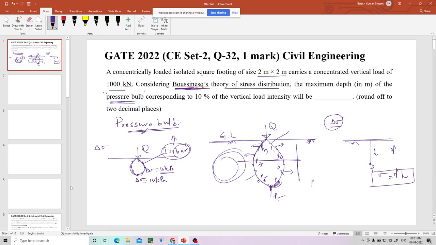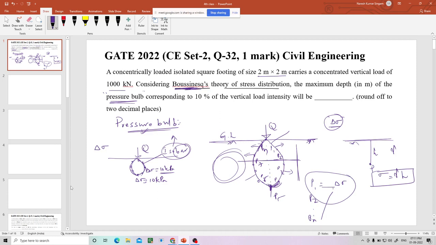Here all points are having the same incremental stress delta sigma, all points P1, P2 up to Pn. All are having the same incremental stress, but which point will be deeper? The point which is exactly below the line of application of the load will be deeper compared to the other points.